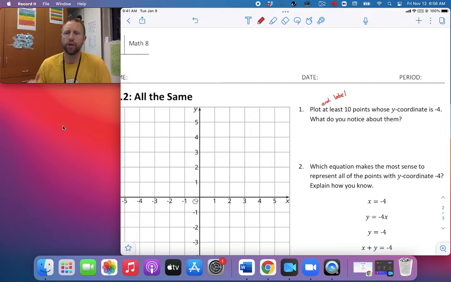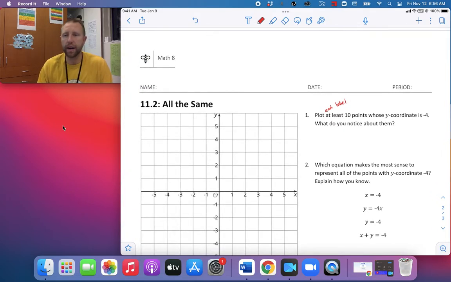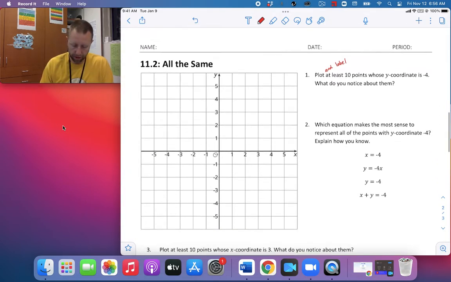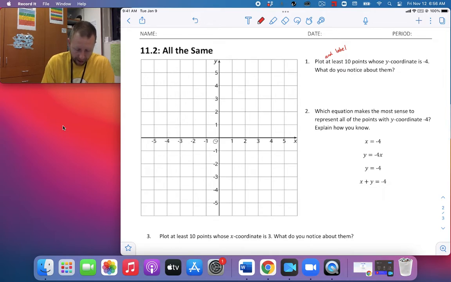So all of them have to have a y-coordinate of -4. So on the y-axis, I see -4. I'm going to just go ahead and start plotting points. So here's 1, here's 2, here's 3, 4, 5. I'll go 6, 7, 8, 9, and 10. So there's my 10 points.